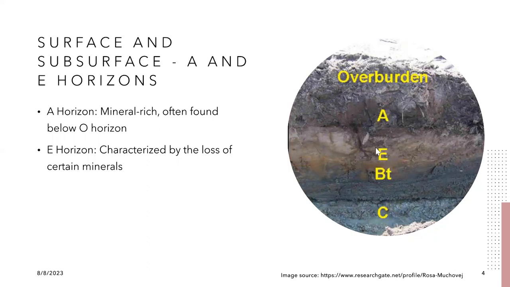Under the A horizon, we have the E horizon. This layer is characterized by a process called eluviation, where minerals and organic matter are leached or washed out, usually by downward water. So if you have any organic matter here, it will be leached out and basically washed out to the lower layers.